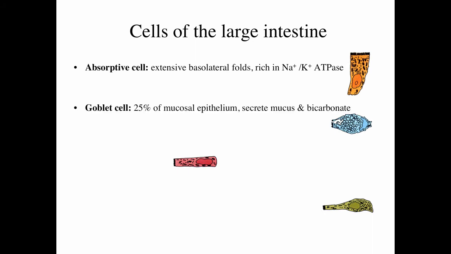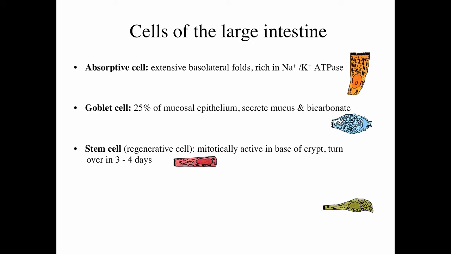About 25% of the mucosal epithelium are goblet cells. These cells secrete mucus and bicarbonate. The stem cells are generative cells. These are mitotic cells. In the colon, the stem cells actually are at the bases of the crypts because there are no Paneth cells in the colon.